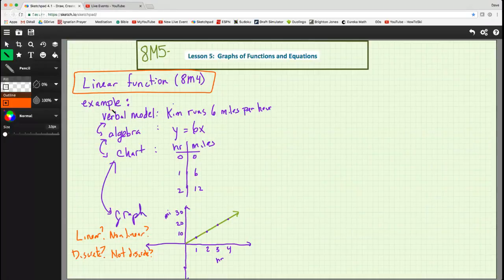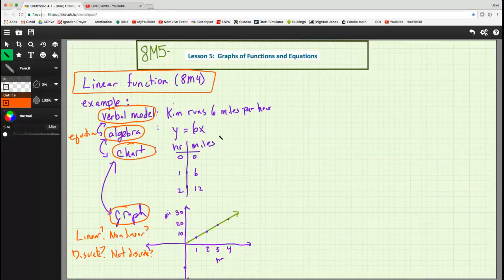Remember, when we talk about linear functions or any functions, there's a verbal model, an algebraic equation, and a chart, the t-chart, and a graph, which are all the same thing. We're going to extend it, and talk a little bit about whether this one's linear, nonlinear, discrete, or not discrete. But let's remind ourselves, Kim runs 6 miles every hour.